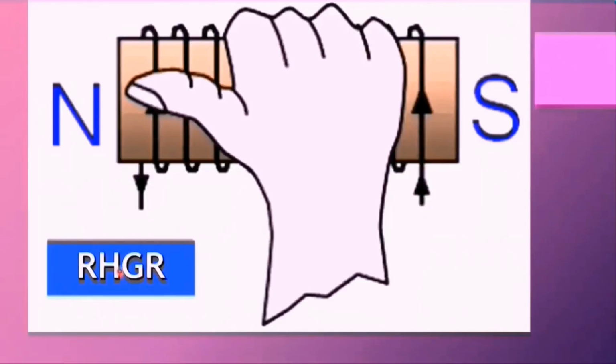Now we use the right hand grip rule to find out the direction of the magnetic lines of flux of a solenoid. The right hand grip rule states that you curl the fingers of the right hand in the direction of the current, and your thumb now points in the direction of the lines of flux inside the coil towards the end of the solenoid that behaves like the north pole of a bar magnet.